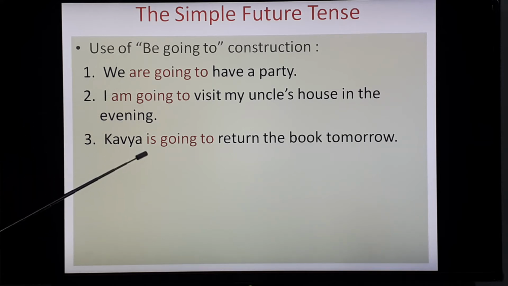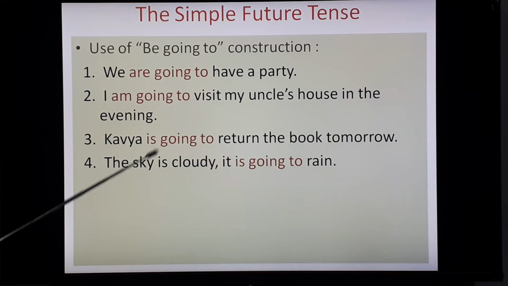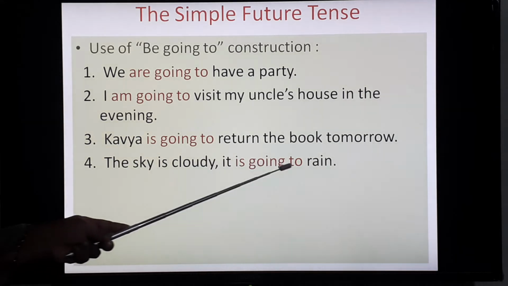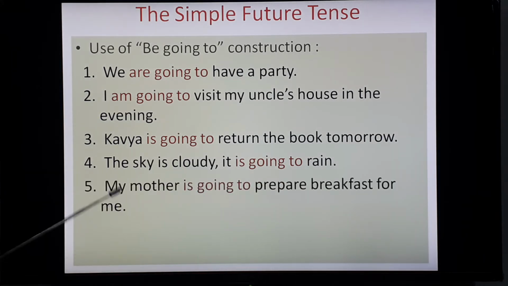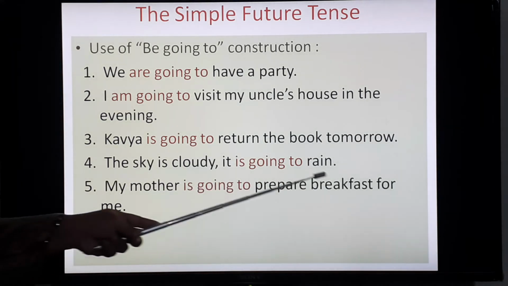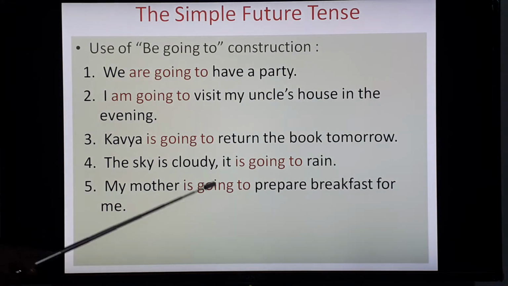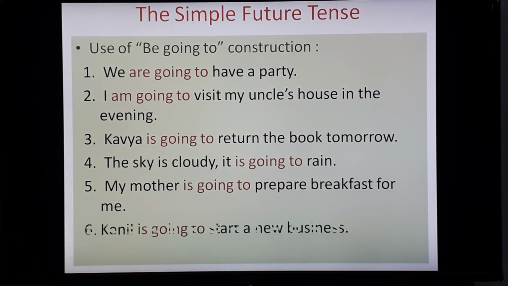Here be form, that is is, and going to. This indicates simple future tense. The sky is cloudy. It is going to rain. My mother is going to prepare breakfast for me. Kenny is going to start a new business. So, is going to. This way you can use this be going to construction.